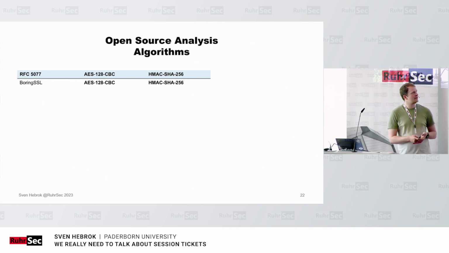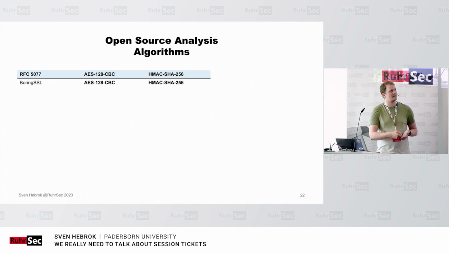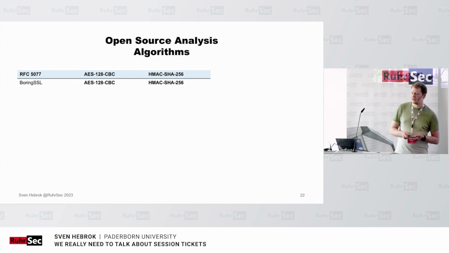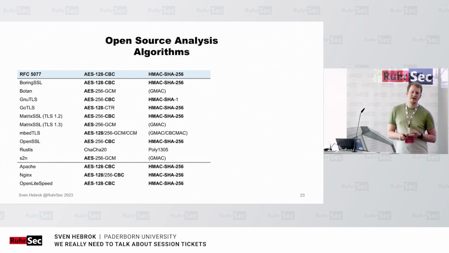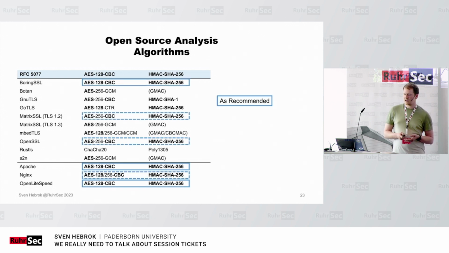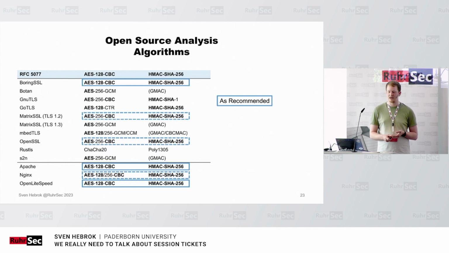So we have taken a look at open source implementations. The RFC recommends AES-CBC and HMAC-SHA-256. As you can see, BoringSSL actually uses these algorithms. In total, we've analyzed 9 libraries and 3 web servers, and taken a look at the algorithms first. 3 implementations actually use exactly the recommendation, while 3 others chose AES-256-CBC, but that's an improvement actually, so that's nice.